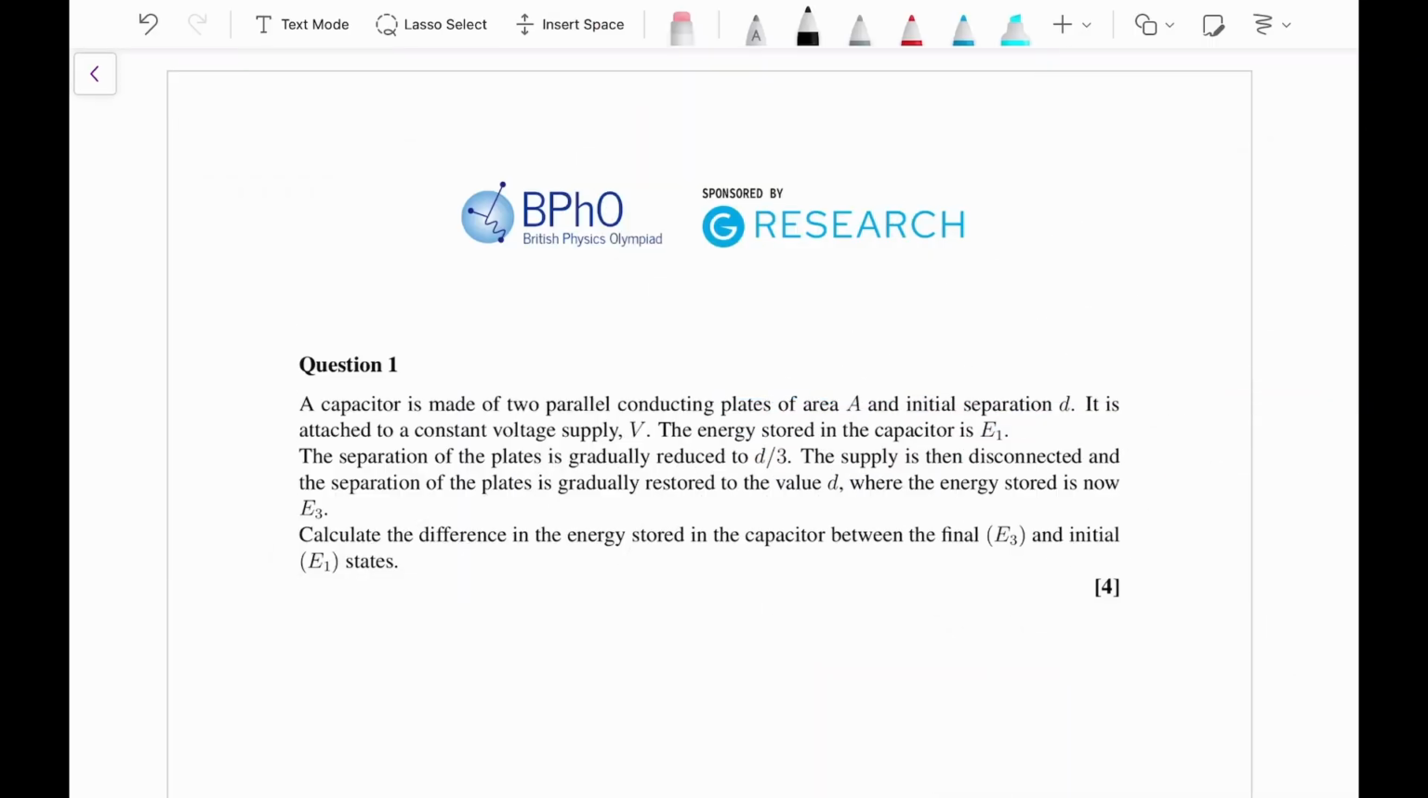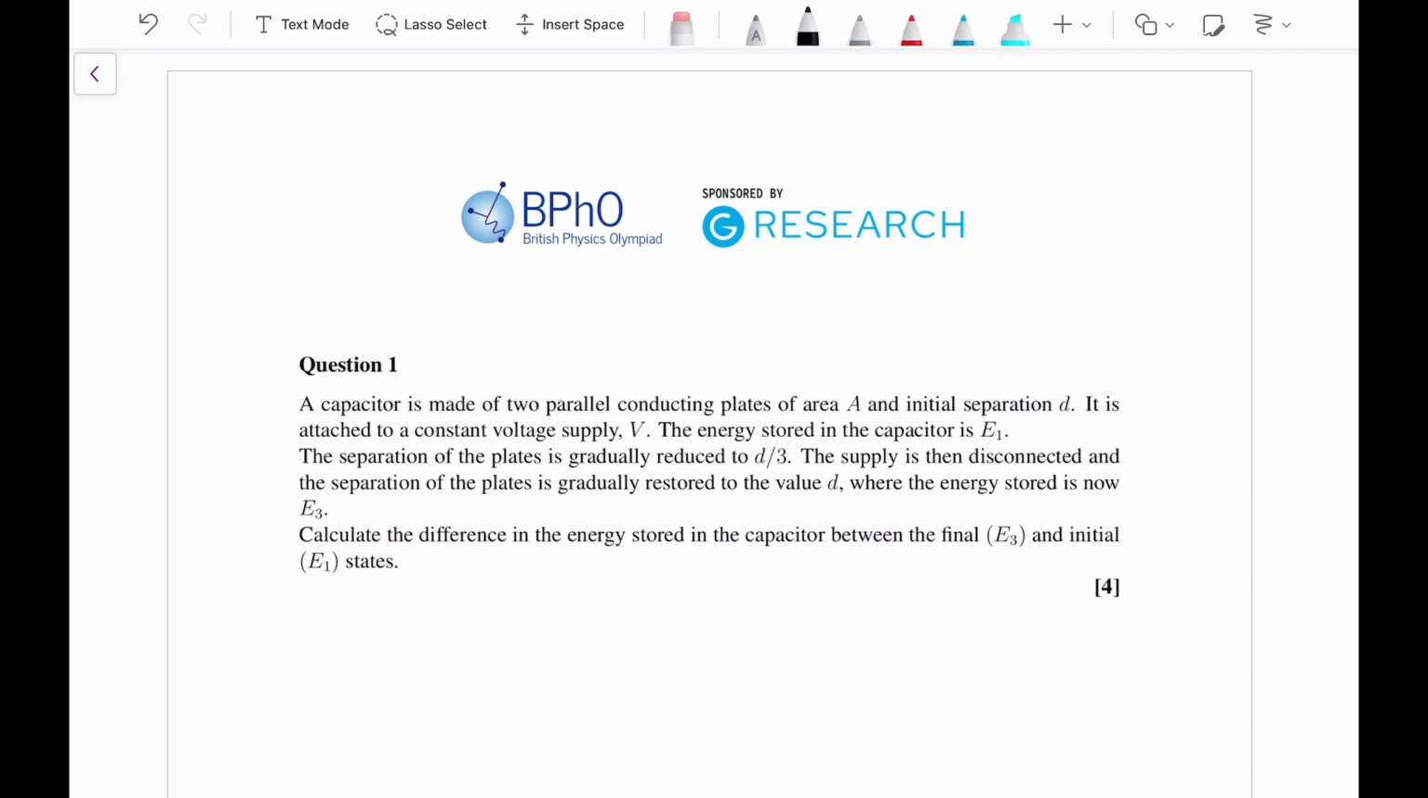In this video, we're going to look at two questions on the topic of capacitors. First of all, it says a capacitor is made of two parallel conducting plates of area A and initial separation D. It is attached to a constant voltage supply V, and the energy stored in the capacitor at this state is E1. The separation of plates is gradually reduced to D over 3.